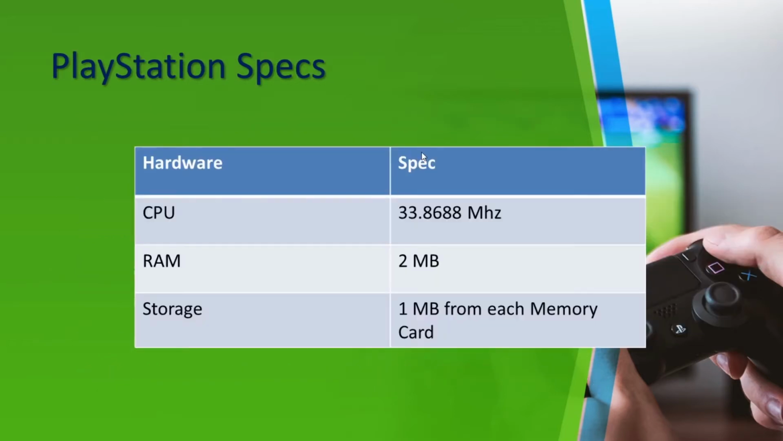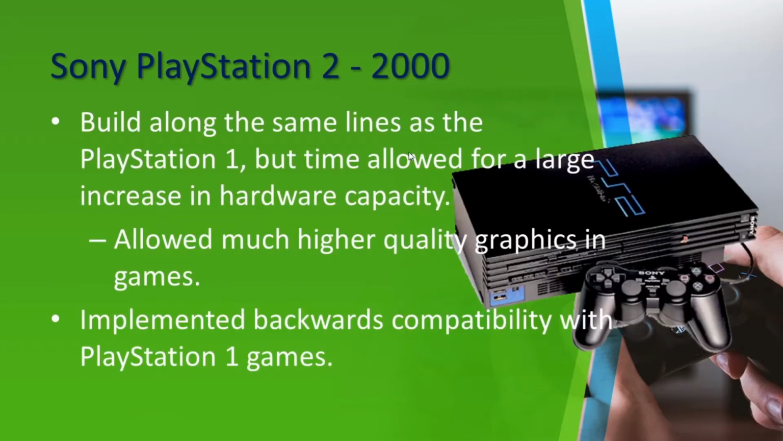So this is the specs overview. So for the CPU, it's 33.8688 megahertz. For the RAM, it's 2 MB, and the storage is 1 MB for each of your memory cards.